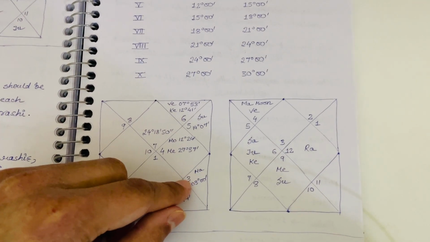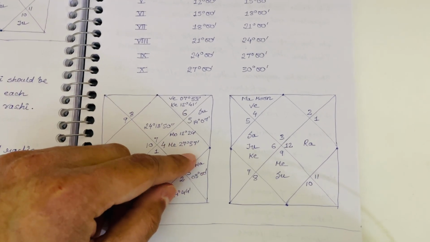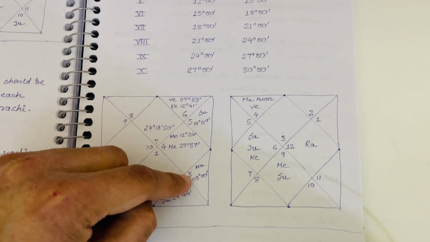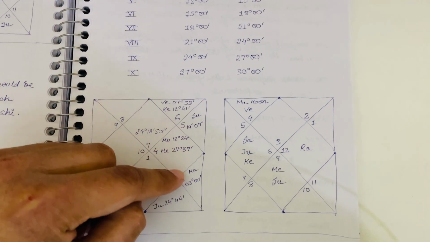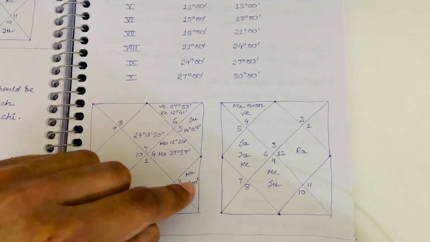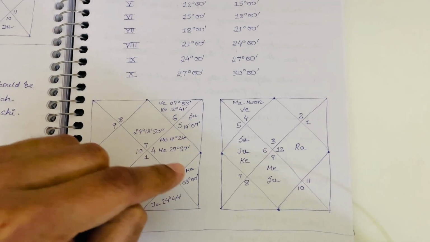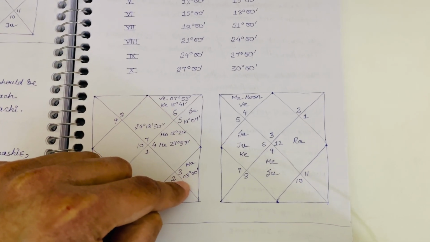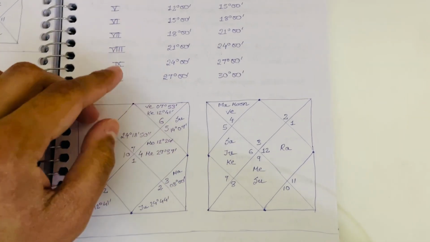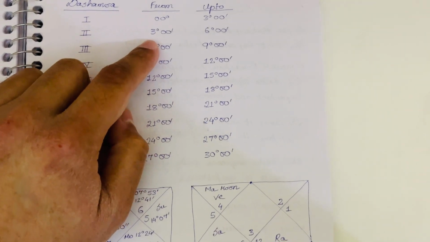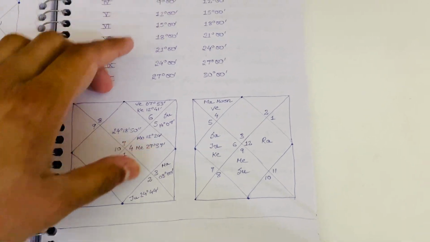Now let's come to the sign of Mars. So Mars is in the sign of Gemini. Gemini is an odd Rashi. So if it is an odd Rashi, counting will start from the same sign, from the same house. The longitude of Mars is 3 degree 00 minute.